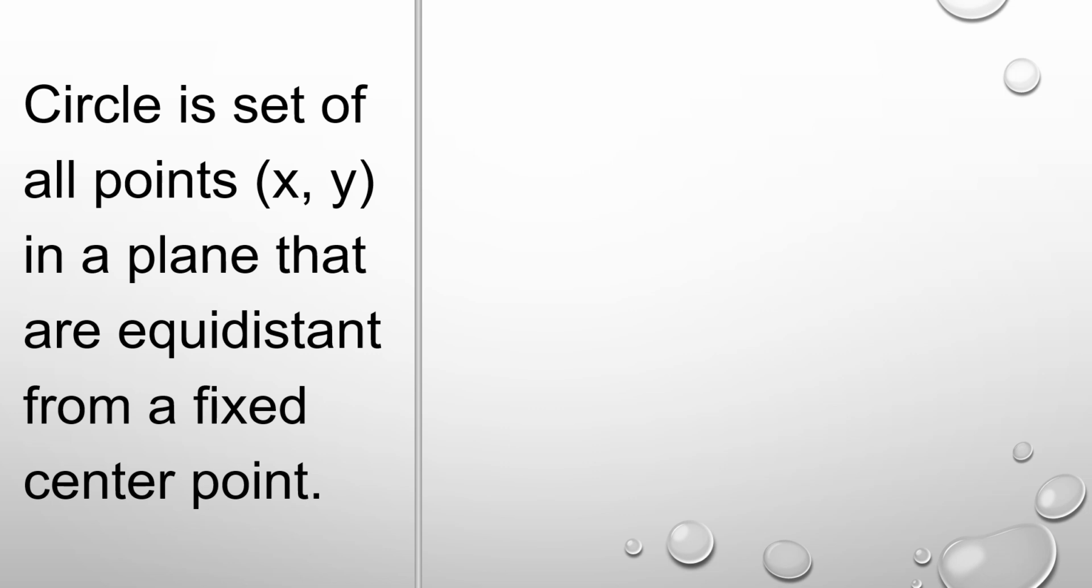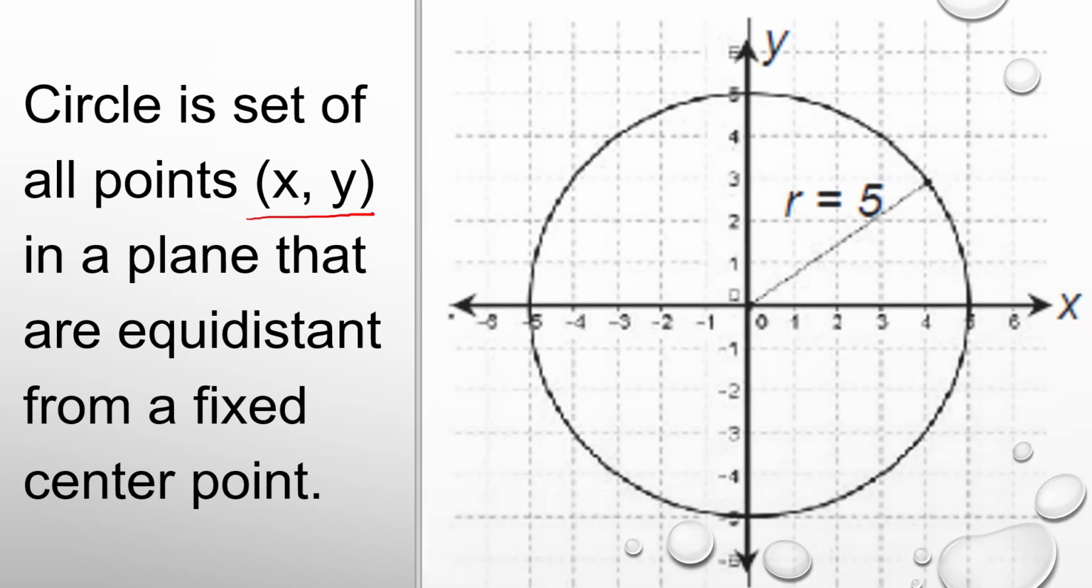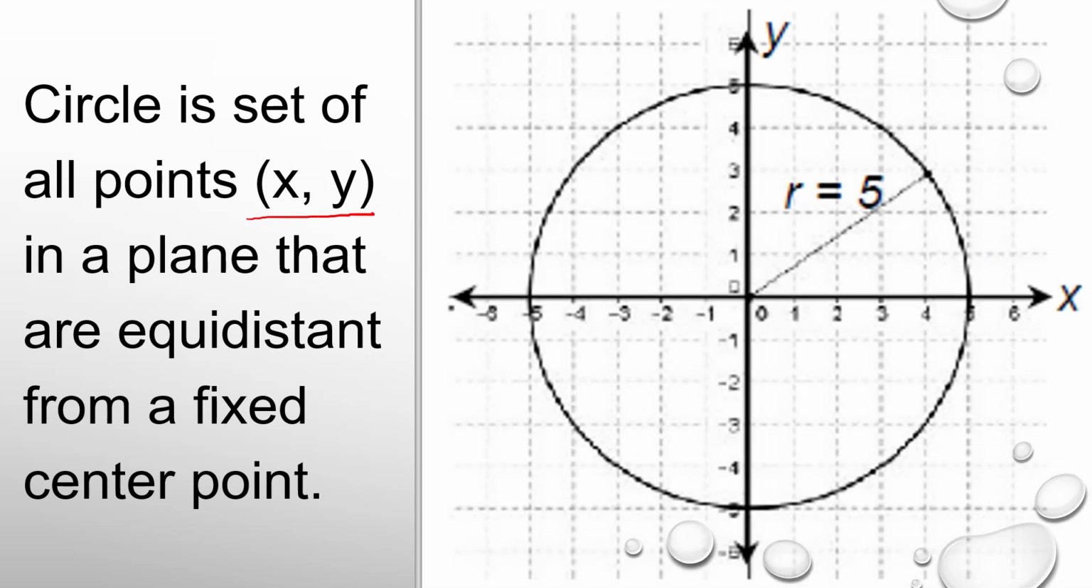Remember class that by definition, a circle is a set of all points in a plane that are equidistant from a fixed point called the center. Each point in a Cartesian plane is represented by an ordered pair x, comma, y. So, in this particular circle, you'll see that the center is located at the point of origin and the coordinates of the point of origin is 0, comma 0. Also, the radius is 5 units.